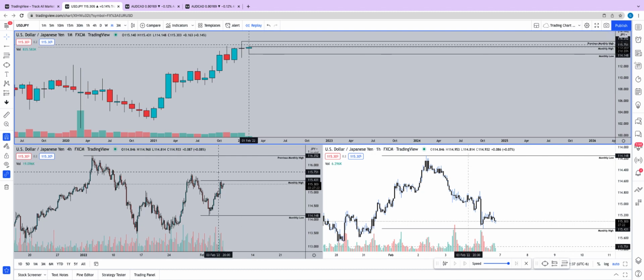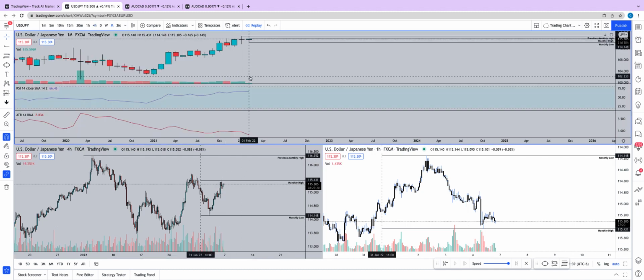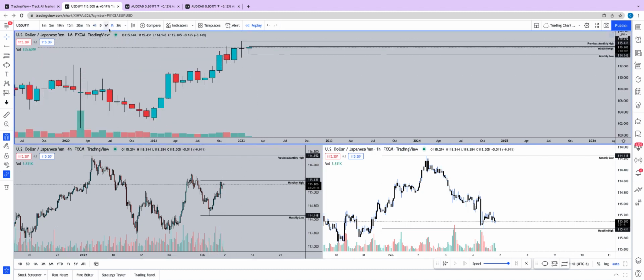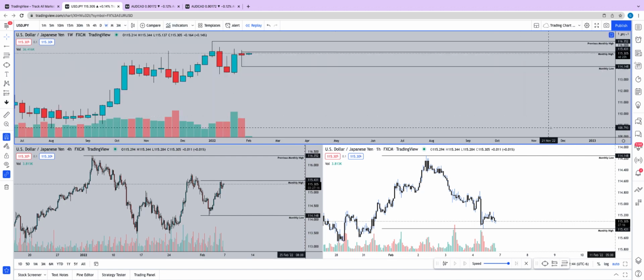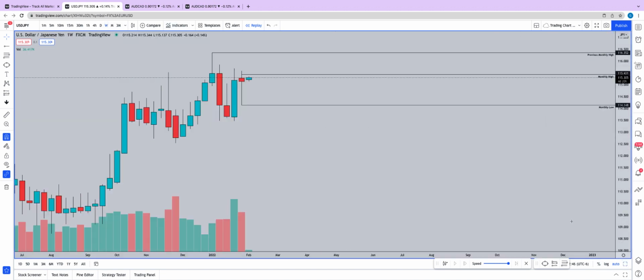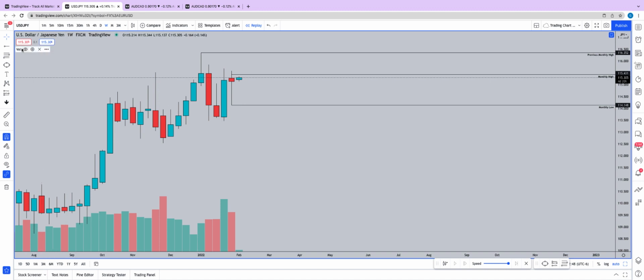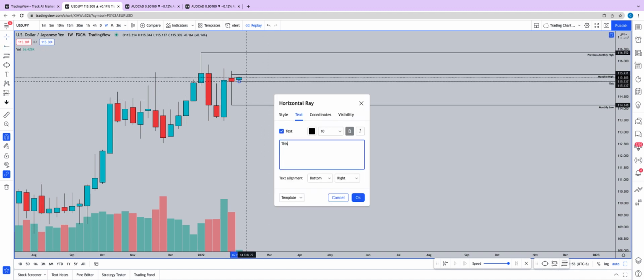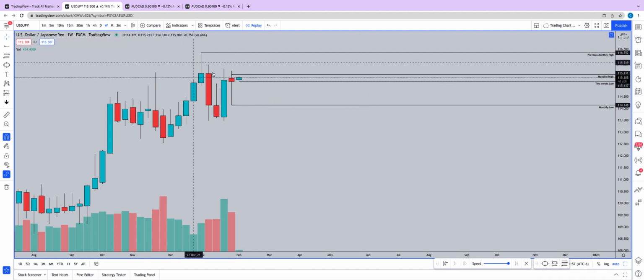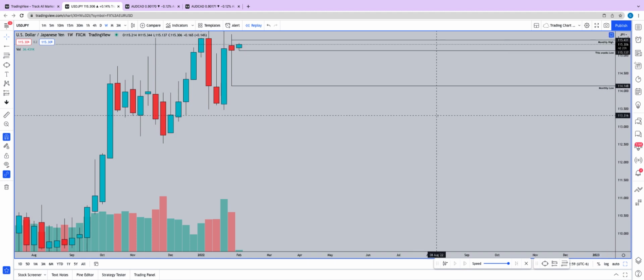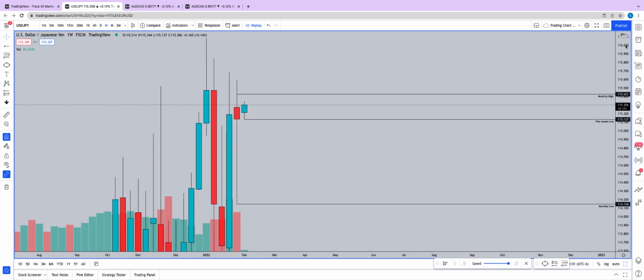Now, going still on the monthly chart, we're going to go into our weekly chart. We'll go to the full zoom. Now what we're going to do is cap off this week's low. And we're going to cap off this week's high.